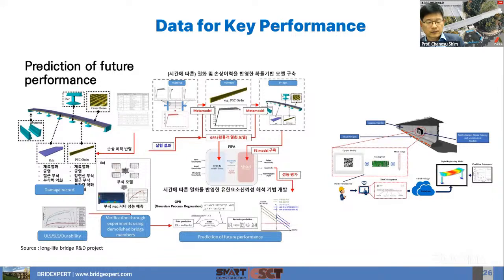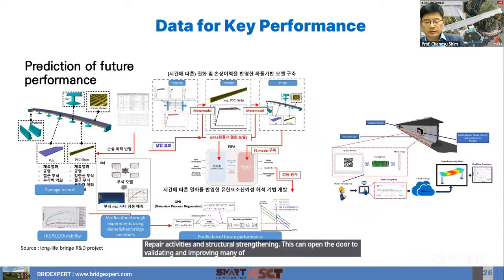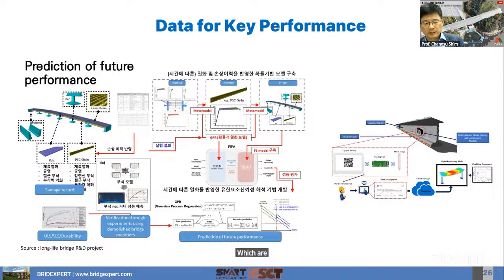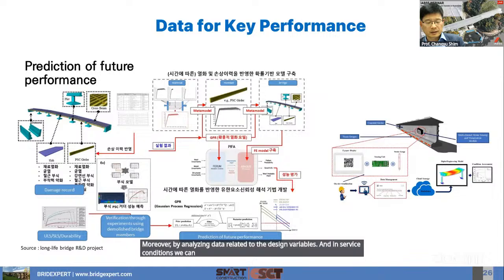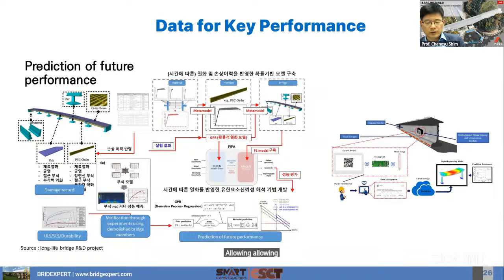This can open the door to validating and improving many of the empirical equations currently used in our design codes, which are often based on limited data sets or assumptions. Moreover, by analyzing data related to the design variables and in-service conditions, we can perform probabilistic evaluation of structural behavior, allowing for more accurate prediction of future performance.